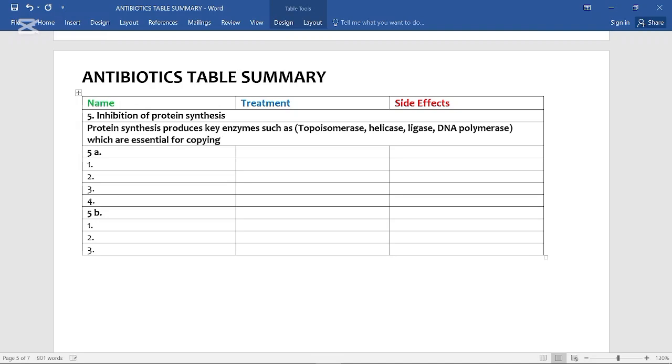you can put a comma, and maintaining the bacterial genome. So we have these key enzymes that are very crucial when it comes to maintaining the genome of the bacteria. If you interfere with the manufacture of these enzymes, it means that you are inhibiting the bacteria in all corners.